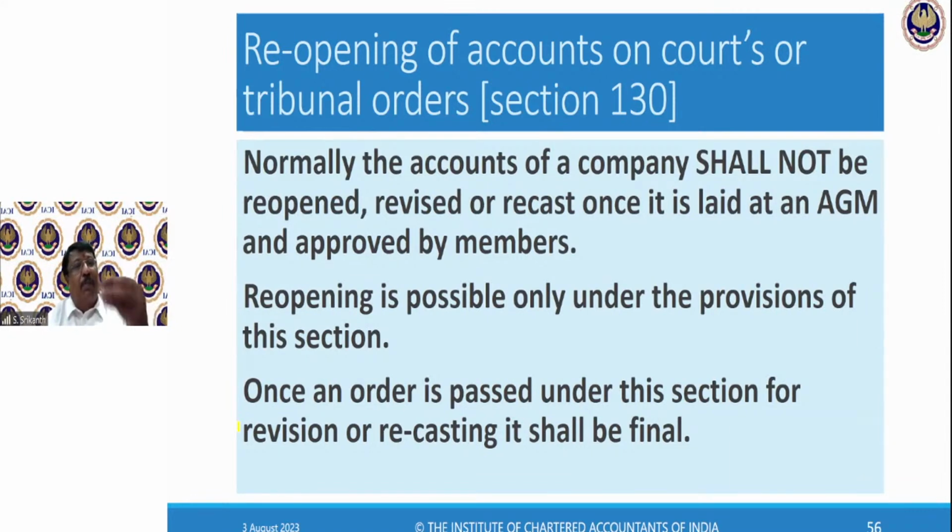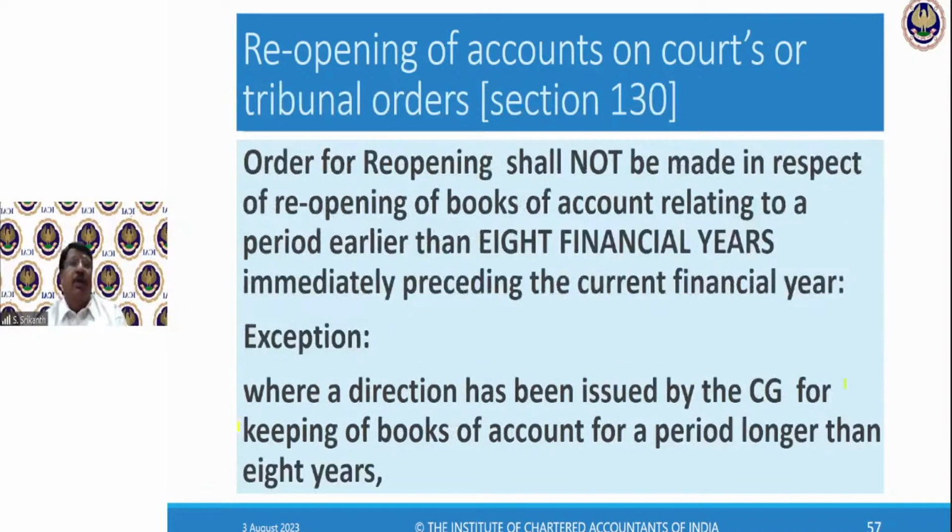But suppose there is a major mistake, major fraud like Satyam, where sales is completely wrong, purchase, employee cost completely wrong, fixed deposits completely wrong, profit completely wrong, everything is wrong, then you have to reopen. Something like that. But reopening is possible only under the provisions of this section. And that too, it can be done only on direction by court or tribunal.